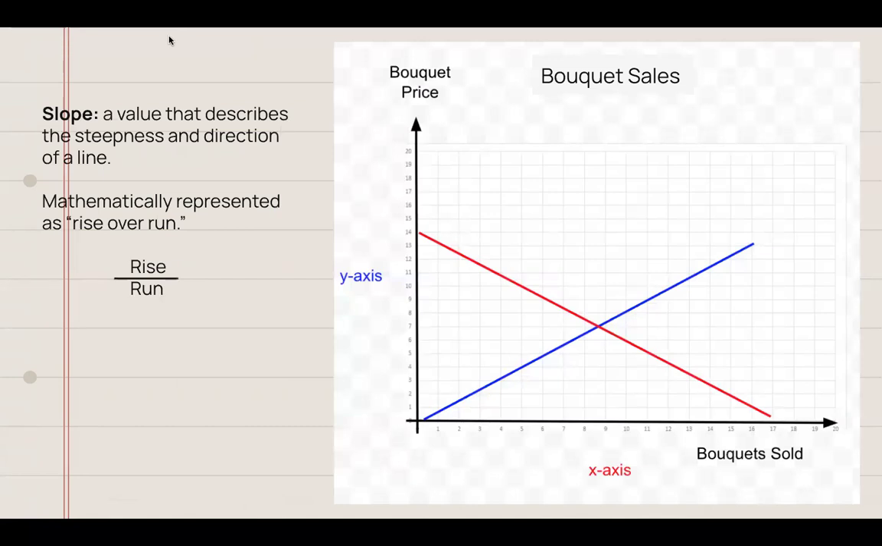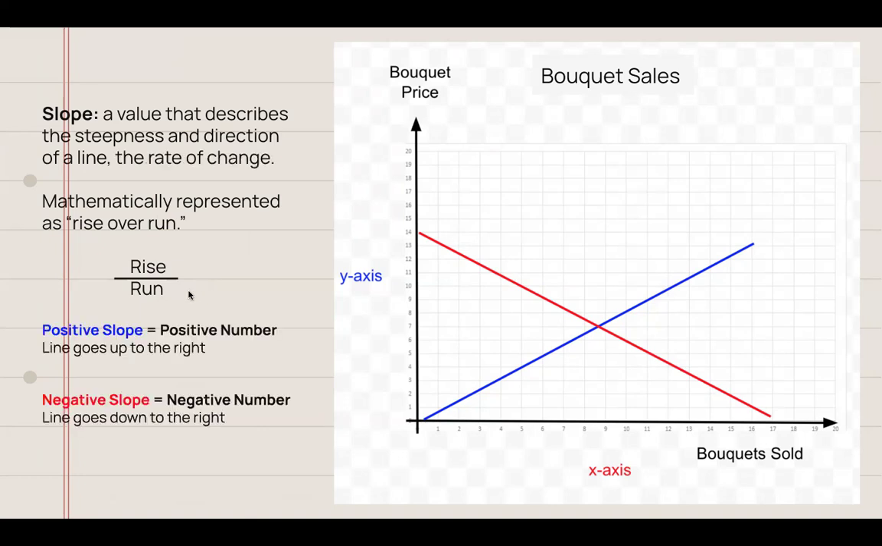Slope is a value that describes the steepness and the direction of a line. Basically, it tells you the change in y value versus the change in x value. So we represent that as rise over run. Rise being the change in the y value, divided by run, the change in the x value.